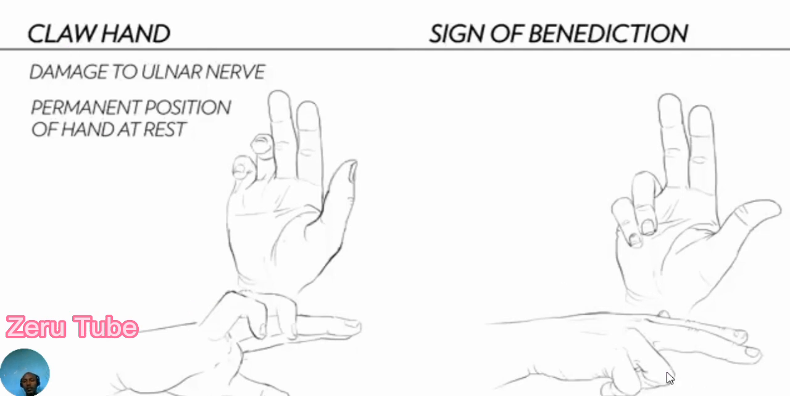That is claw hand, but if there is total flexion of the fifth and fourth fingers, that is the sign of benediction, which is given by median nerve injury. So to distinguish the sign of benediction from claw hand: in claw hand the angle at the metacarpal joint decreases, that means they extend. In the sign of benediction, the fourth and fifth fingers at the level of the metacarpal joint totally flex. That is how we differentiate the sign of benediction from the sign of claw hand.